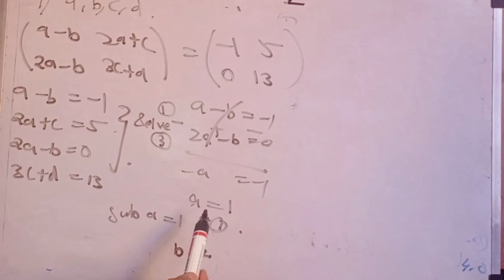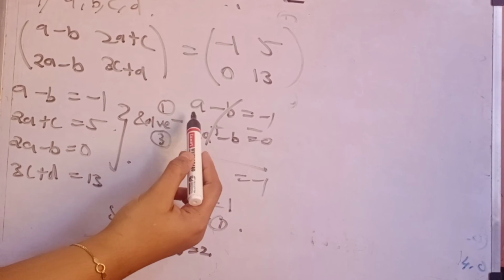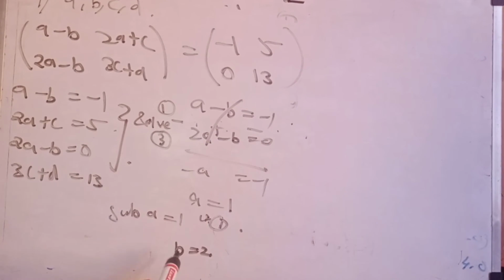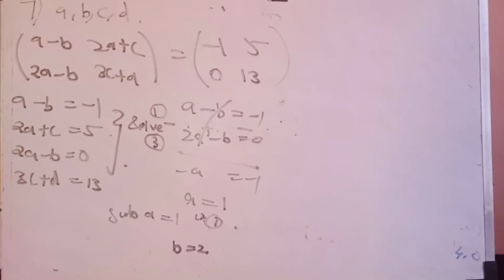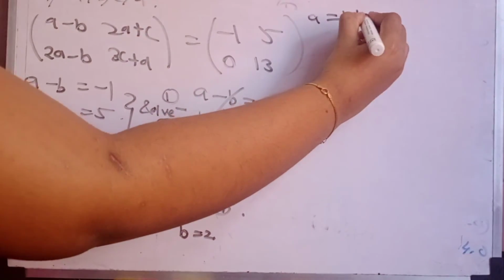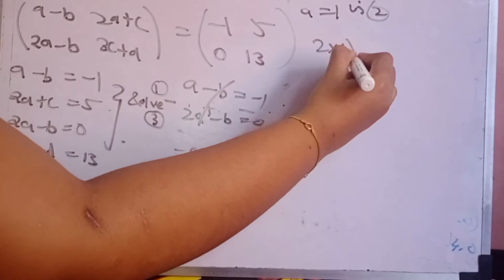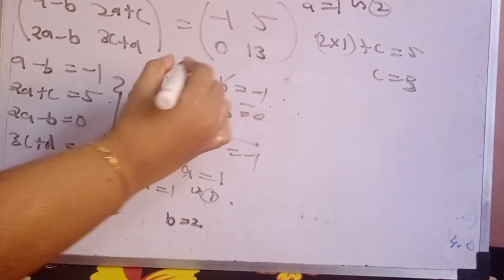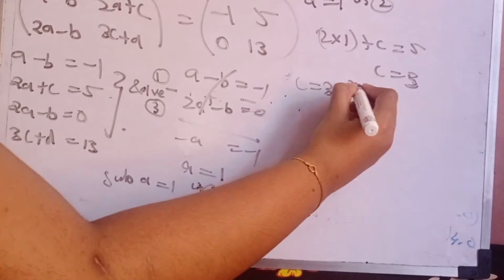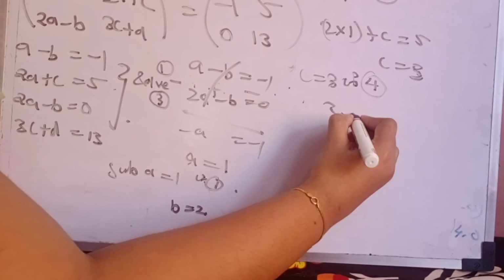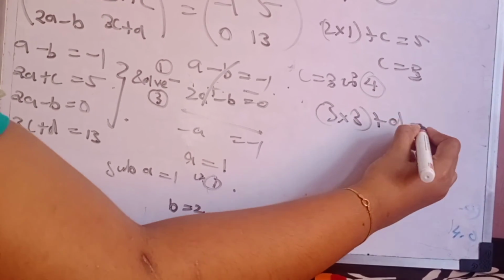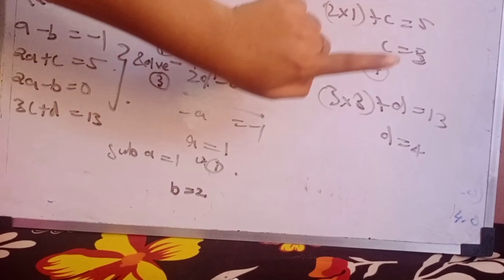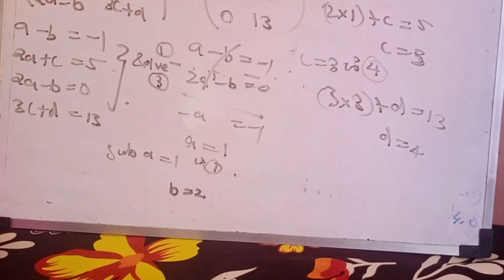So 1 minus b is equal to minus 1. Right? If 1 goes that side, minus 2, minus b is equal to minus 2, so b is equal to 2. Okay, so you got the value. If a is equal to 1 in the second equation, you will get 2 into 1 plus c is 5, and c is equal to 3. Okay, so if c is equal to 3 in the fourth equation, you substitute, you will get 3 into 3 plus d is equal to 13. So d is equal to 4. So what you got for a is 1, b is 2, c is 3 and d is 4. These are the values for a, b, c, d we have found.